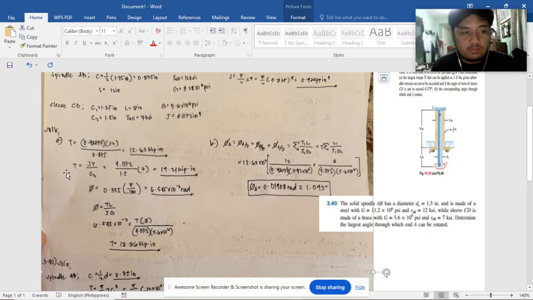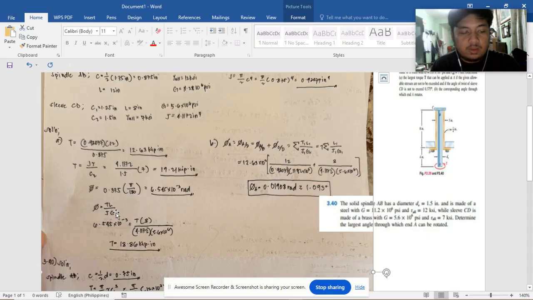So we'll solve for T again, T is equal to Jτ over c2, equal to 4.1172 times 7 over 1.5. So we'll have the value 19.21 kip-inches. Our angle is equal to 0.375 times pi over 180, so we can convert it to radians: 6.545 times 10 to the power of negative 3 rad.